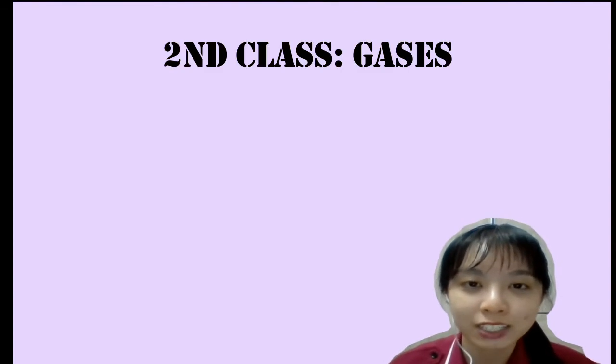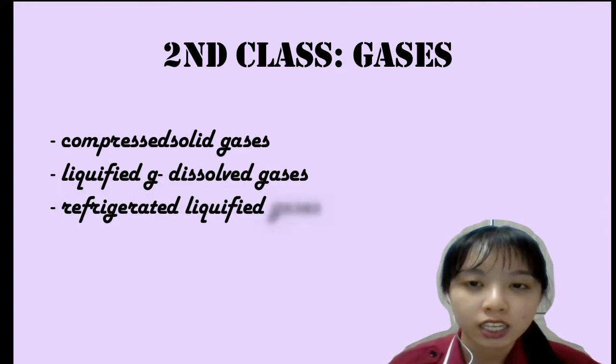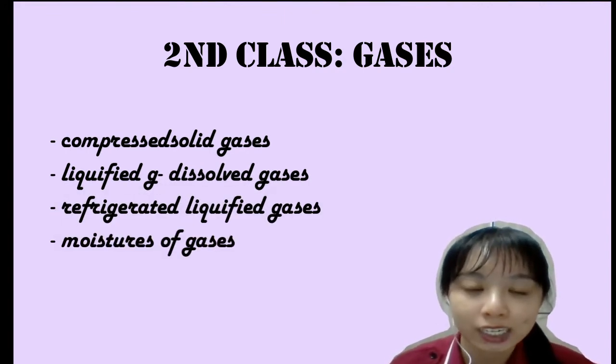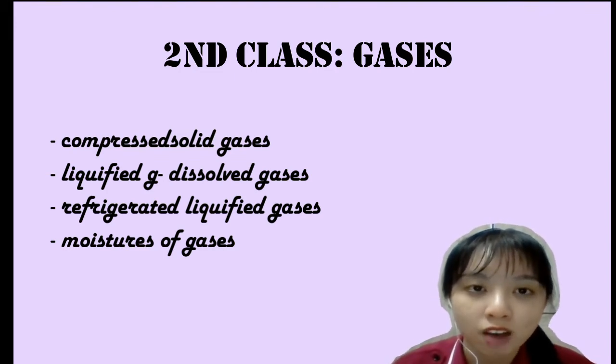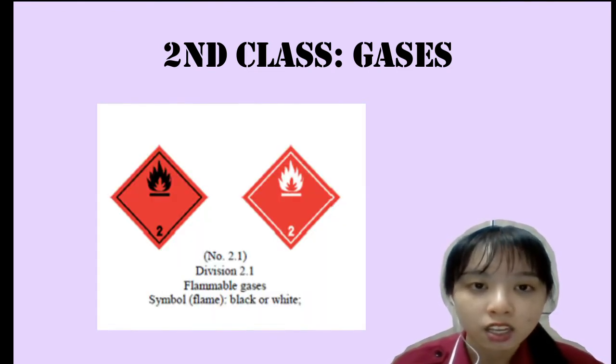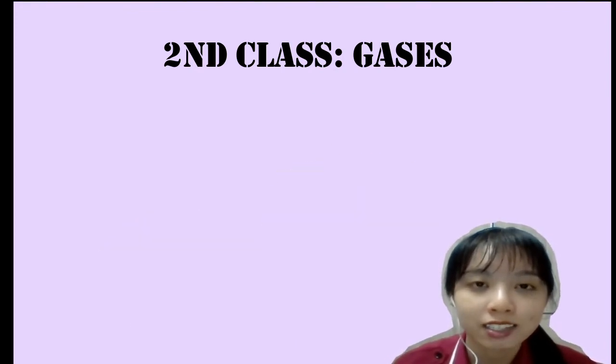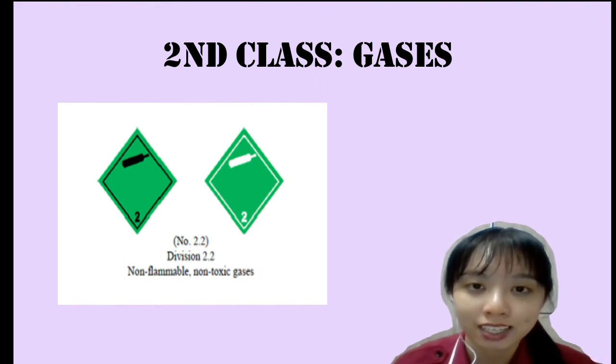Next, we continue to the class 2 dangerous goods symbol in packaging, which is gases. It covers compressed gases, liquefied gases, dissolved gases, refrigerated liquefied gases, mixtures of gases, and aerosol dispensers, all articles containing gas. There are 3 subdivisions. The first division in this case is the flammable gases. Examples of these gases are butane and propane. Second is the non-flammable and non-toxic gases.